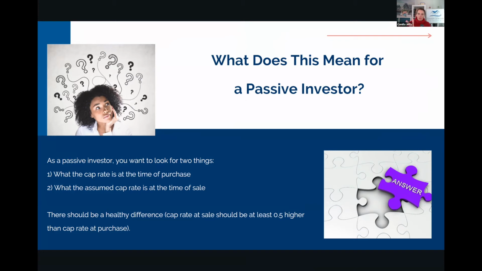So you're going to look for two things here, right? Number one, what's the cap rate at the time of purchase? So you get the investment summary from the operators, and it will tell you the purchase price, the current net operating income, and then it will tell you that cap rate. So if they're buying at a cap rate of, say, 3.5%, which is very common, especially in the Phoenix market, then now you know that 3.5.